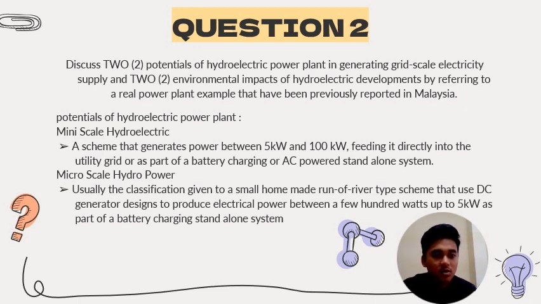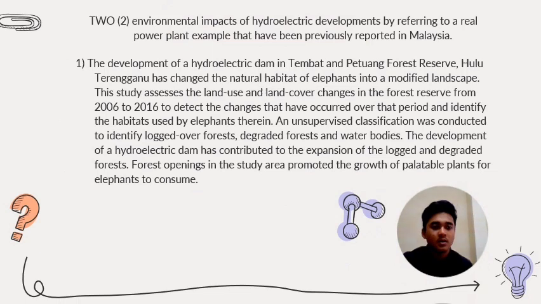Number 2, micro-scale hydropower. Usually the classification given to a small homemade run-of-river type scheme that uses DC generator designs to produce electrical power between a few hundred watts up to 5 kilowatts as part of a battery charging and standalone system. Next, two environmental impacts of hydroelectric development by referring to a real power plant example that has been previously reported in Malaysia.